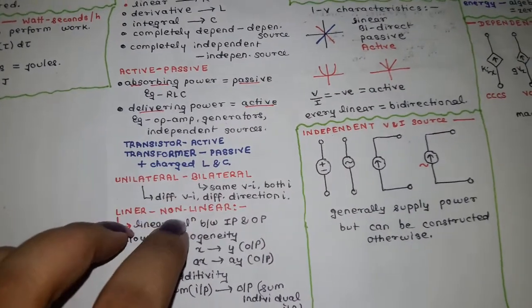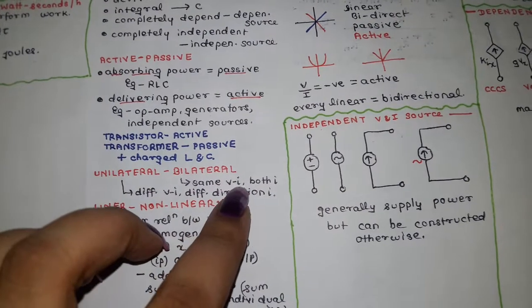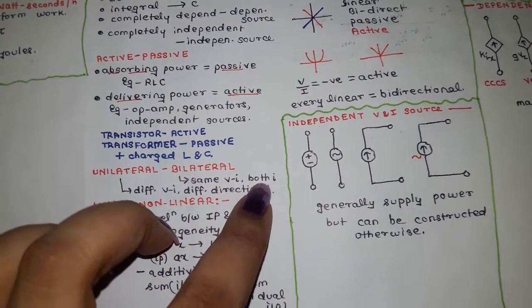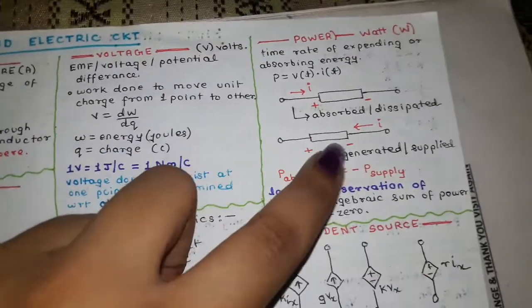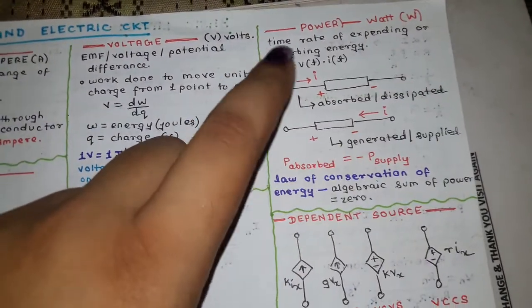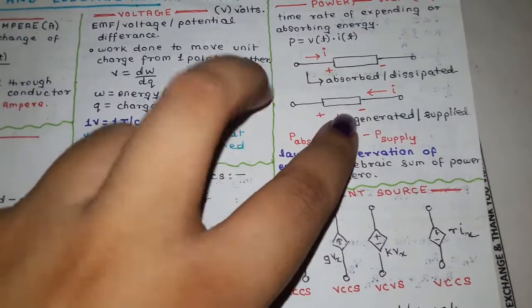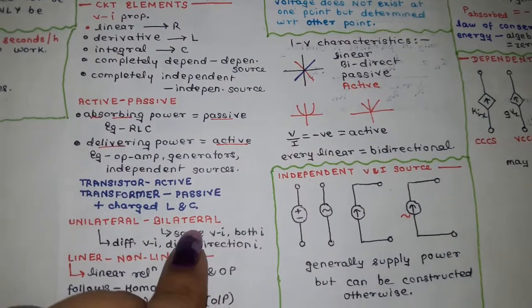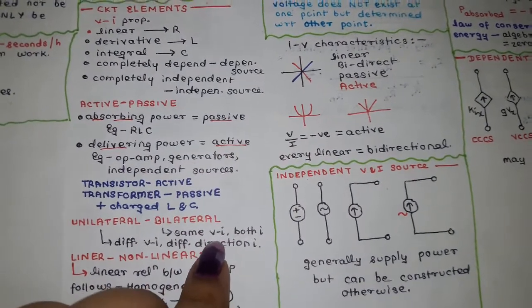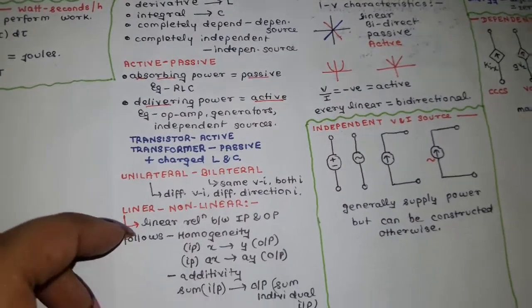And unilateral, bilateral: if the VI characteristic is the same when we reverse, like if we are going to reverse the direction of current, okay, very separate directions, meaning if we have taken two directions, and in both directions we have applied the current and still there is no change in VI characteristic whatsoever, then this element is known as bilateral, otherwise it's unilateral.